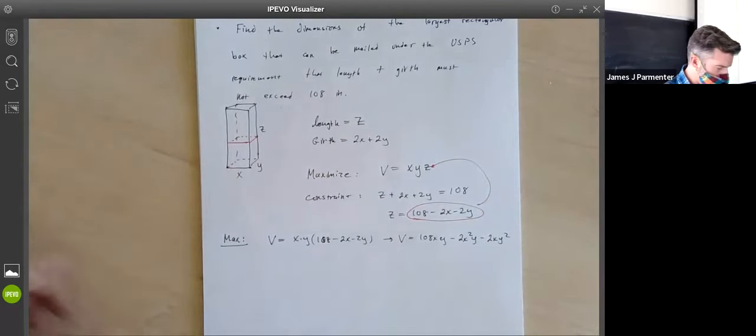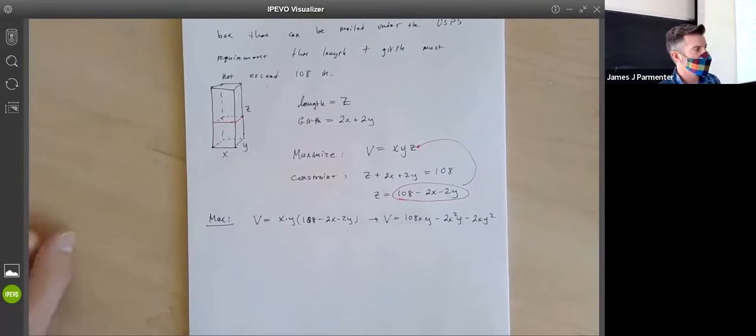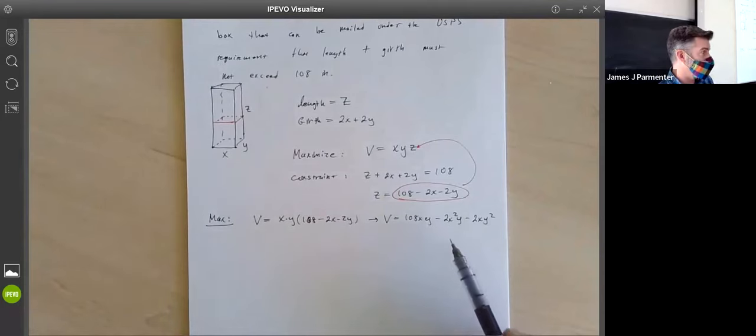Something you might start to notice is that a lot of these functions have symmetry. When I say symmetry, I mean if you were to interchange x and y in this equation, it would still be the same equation.